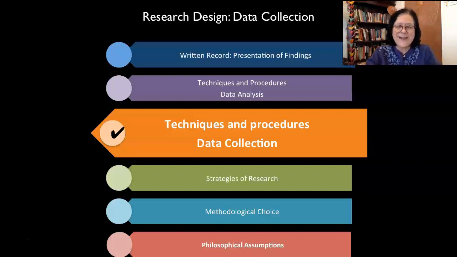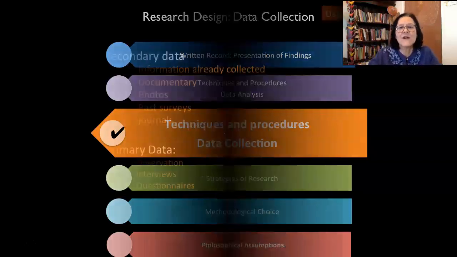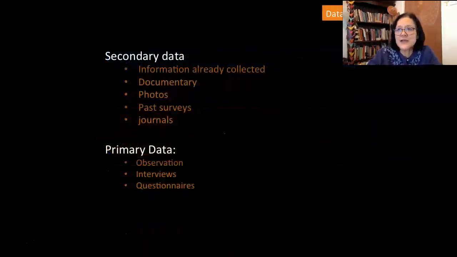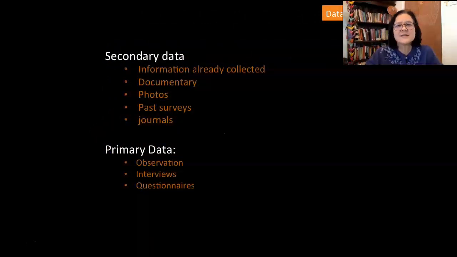And so now let's move on to data collection. How do we collect the data, right, that we are looking for? And there are two types of data. One is secondary data, that is information already collected. Sometimes we can use documentaries, photos, past surveys, or journals that will shed light on our subject of interest, right?